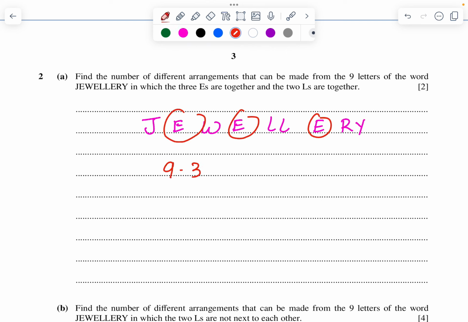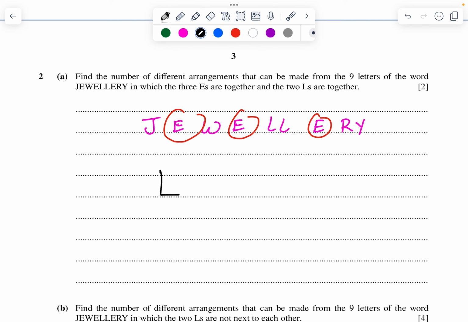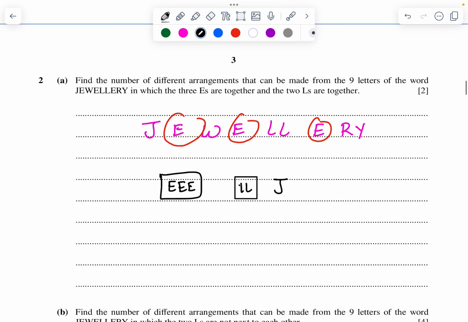All the E's are together, 1, 2, 3. So 9 minus 3 gives 6 units. And the 2 L's are together. Rather than doing it like this, I cut over here: all the E's are together, E, E, E, and all the L's are together, L, L. So the remaining will be J, W, R, Y.